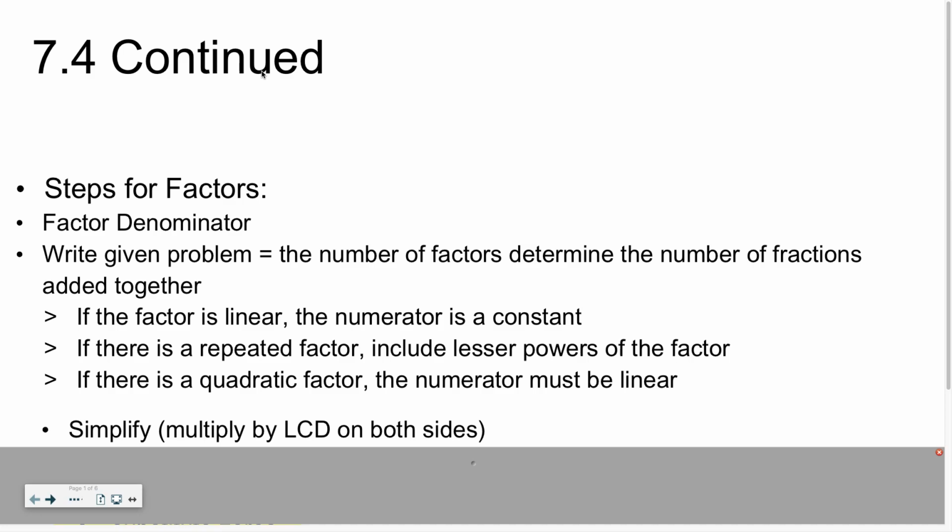Factor the denominator. Write the given problem as the number of factors determine how many fractions need to be added together. If there is a linear factor, then the numerator is a constant, like we saw in our problem of the day. If there is a repeated factor, then you need to include the lesser powers of that factor. So x minus 1 and x minus 1 squared, for example. And then if there's a quadratic factor, then the numerator must be linear.